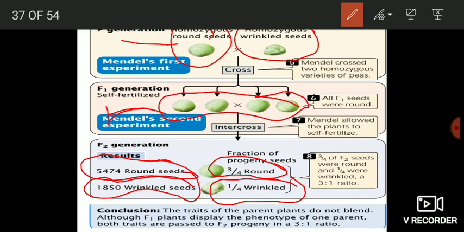What was his conclusion then? The traits of the parent plants do not blend. His conclusion was that the parental traits do not blend, although F1 plants display the phenotype of a single parent. What we saw was that the F1 plants were showing only one trait, the round trait. Both traits are passed to the F2 progeny in a 3:1 ratio. He found that both these traits, I mean the round trait and the wrinkled trait, are passed to the F2 progeny in a ratio of 3:1.